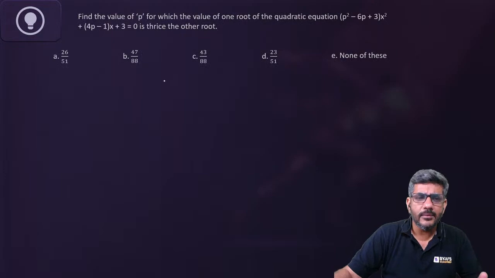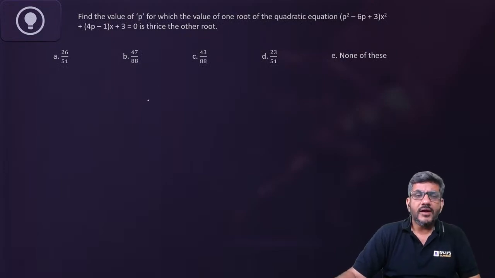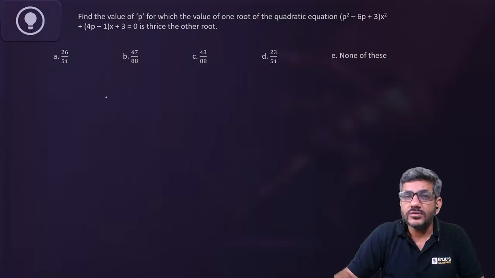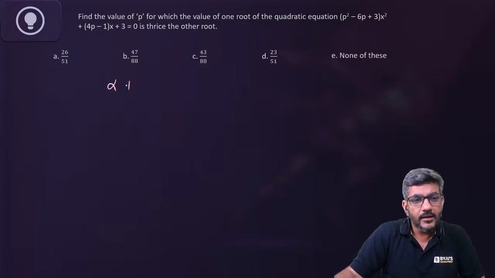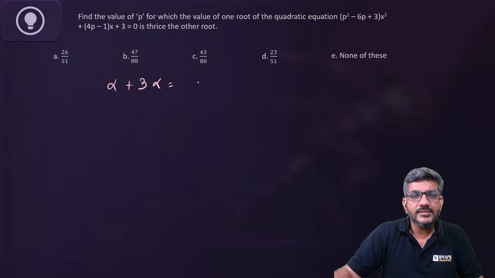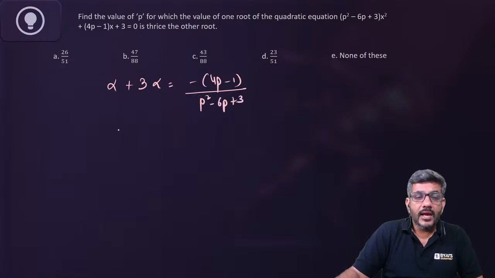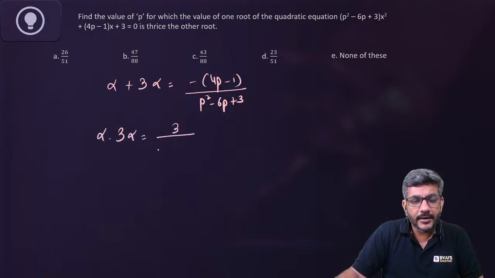Difficult तो नहीं, थोड़ा lengthy बोल सकते हैं actually इसको. Find the value of p for which one of the roots of the equation is thrice the other root. Let's say the roots are alpha and 3 alpha. So alpha plus 3 alpha is sum of the roots, that is minus b by a. And what is product of the roots? It is alpha into 3 alpha, which is c by a.